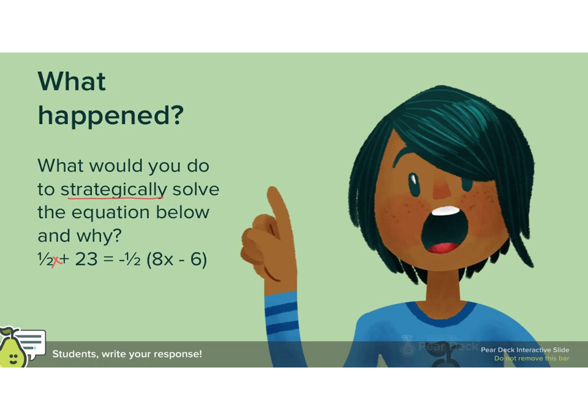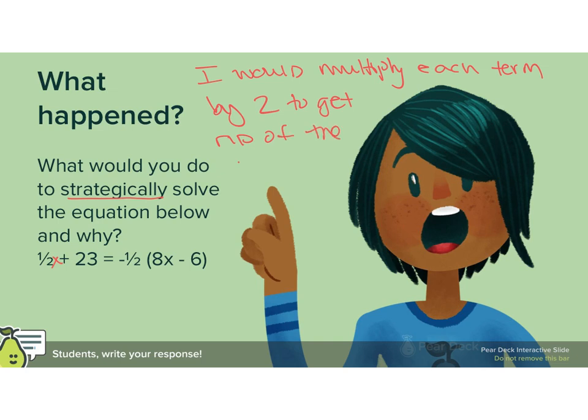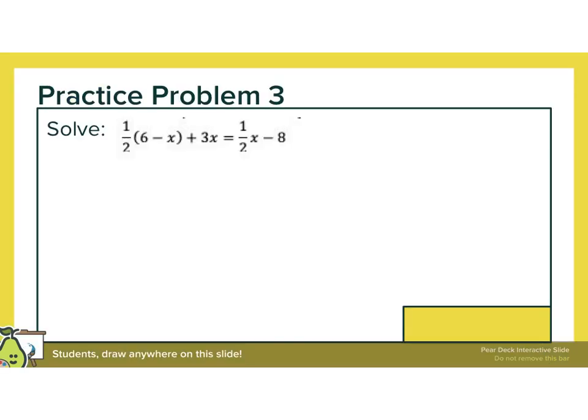Well, to get rid of this fraction, I would multiply each term by 2 to get rid of the fractions. That's going to make this problem easier to solve, and mathematicians will always find an easier way to solve a problem. There's no need in doing something that's more complicated if you don't have to. Moving on to practice problem 3.